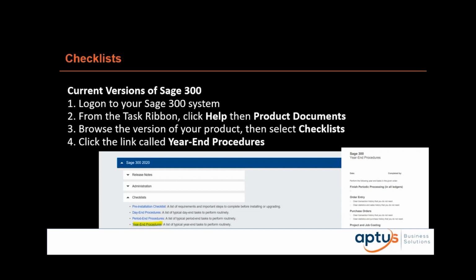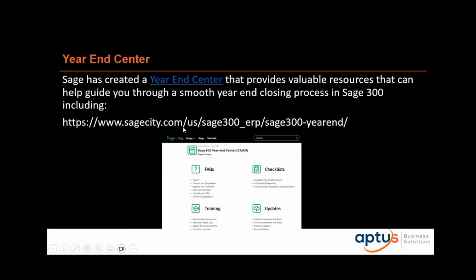Now, just a couple further things is that many users are sort of not aware that there's a lot of resources online. So all the Sage helps online. The Sage documentation checklists are sort of in these locations. You can log on to your Sage system, go to the task ribbon, click help, and it will send you through to the web page. And there's actually a year end procedures. There's also a year end centre, and it's got some valuable resources there that can guide you through the process. And that's the link for it there.